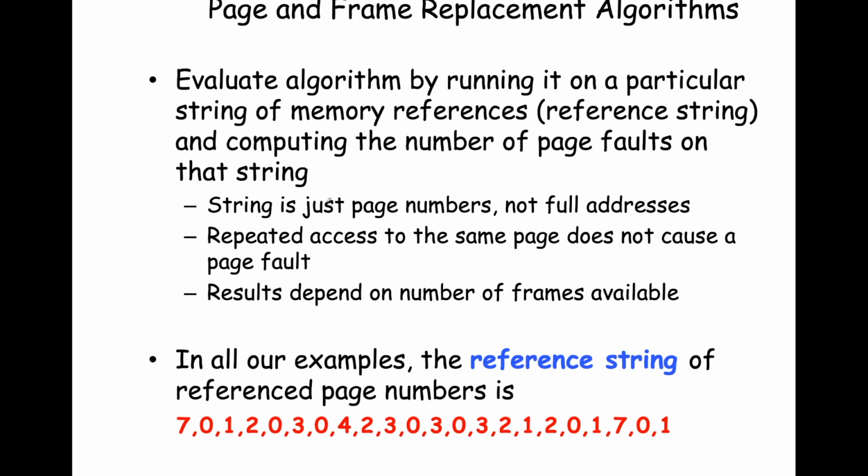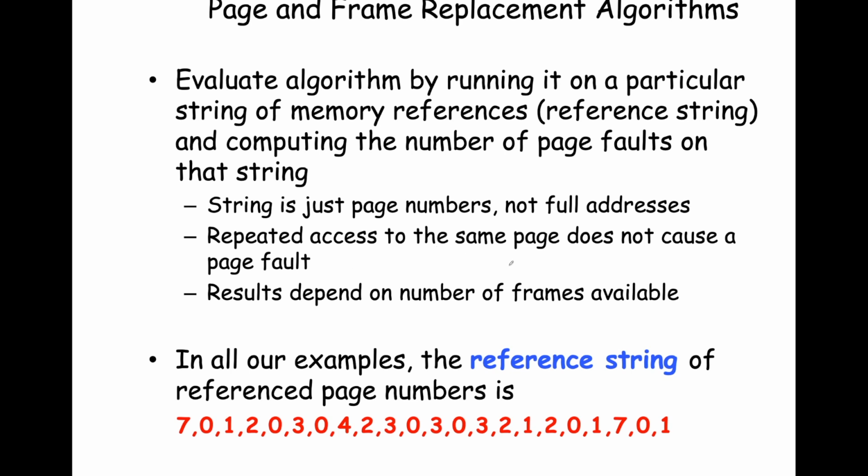And so a string is just page numbers, not the address in a process. It's just a bunch of page numbers. And a repeated access to the same page does not cause a page fault. Why? Because once you have a page fault, you pay that cost for the swapping in up front, and then you have regular memory access. And so a repeated access does not cause page faults, and the results that you get for the performance depend on the number of frames you have available.